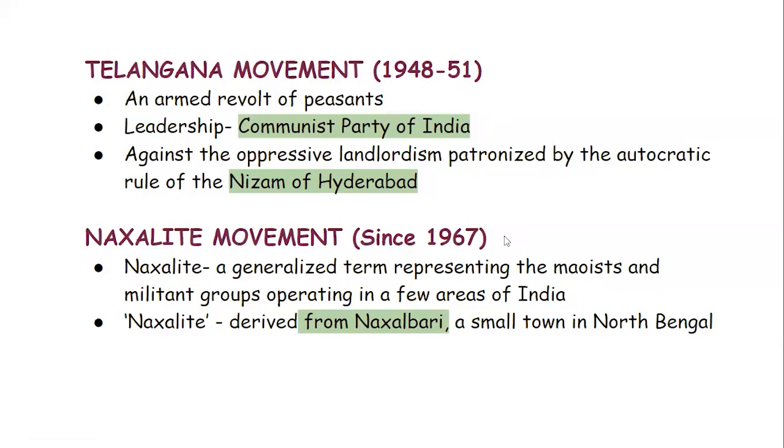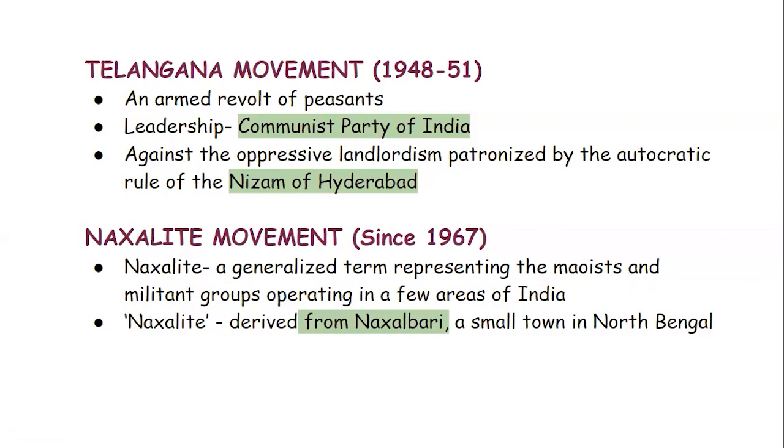And the next movement is Naxalite movement. This Naxal movement has been the most rebellious act which has been ongoing since 1967, in some methods or some forms in various parts of India. The term Naxalite is a generalized term we use to represent the Maoist and militant groups operating in a few areas of India. And the word Naxalite has been derived from the name of a village, a small town, Naxalbari in North Bengal, in the northeastern region of India. So that's all about the options.